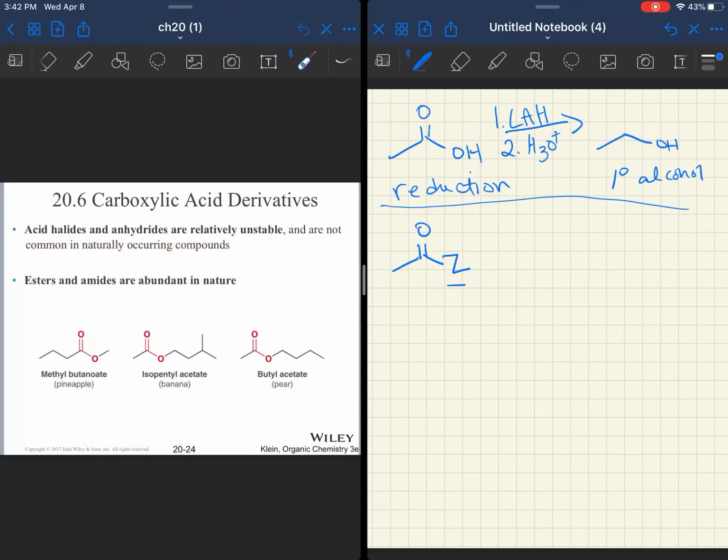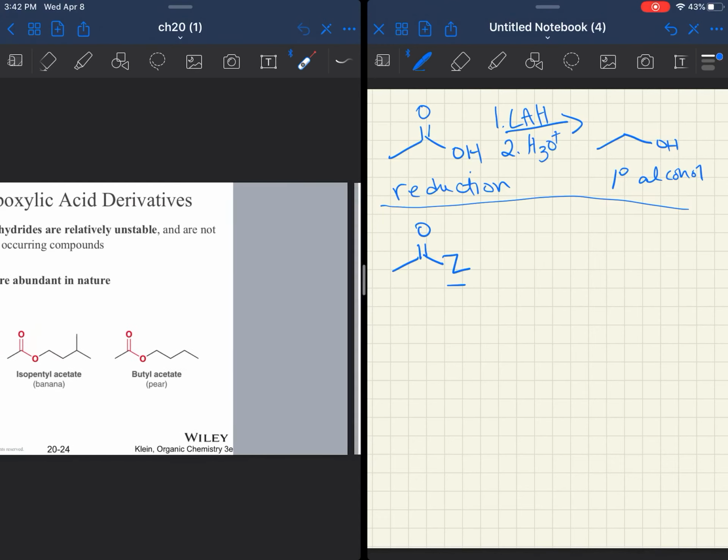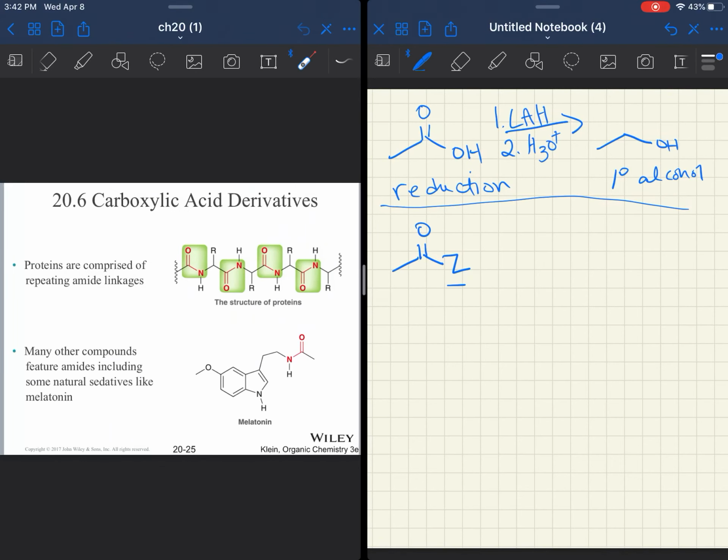Now, when we think about halides, esters, amides, and anhydrides, they're different levels of reactivity. Acid halides and anhydrides are not particularly stable, so you don't find them in naturally occurring compounds as much, but it does make them good starting materials for synthesis. Esters and amides, not as reactive. Unsurprisingly, you find them more in nature because they're more stable, and you have a random assortment here of some esters that occur in nature.